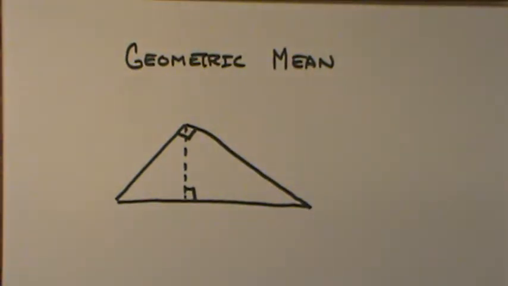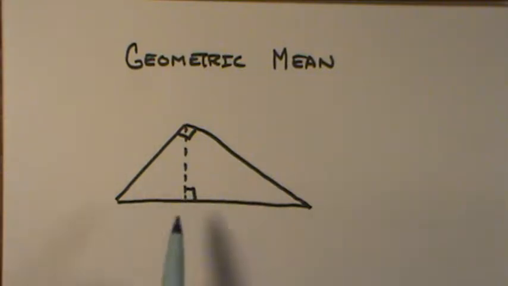Geometric mean is an interesting concept. It's one of those things that's nice just to have in your back pocket. The requirement for geometric mean is that you have a right triangle. And in fact, what you're concerned with is having the altitude of a right triangle.